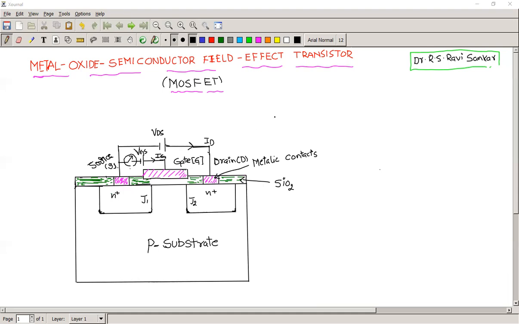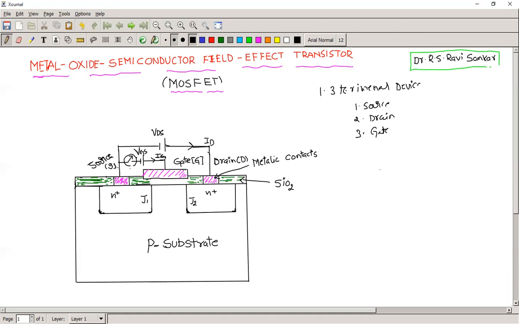See here, it is a three-terminal device. The first one is the source. The second terminal is the drain. Third one is the gate.